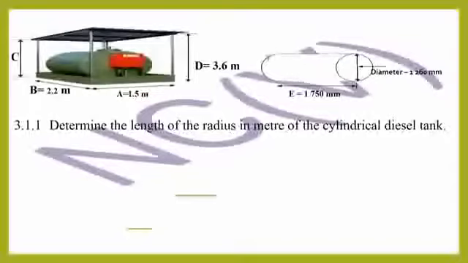And the cylinder, which is this, has a length of 1,750 millimeters and a diameter of 1,260 millimeters. Now, question 3.1.1 from the question paper says, determine the length of the radius in meters of the cylindrical diesel tank.